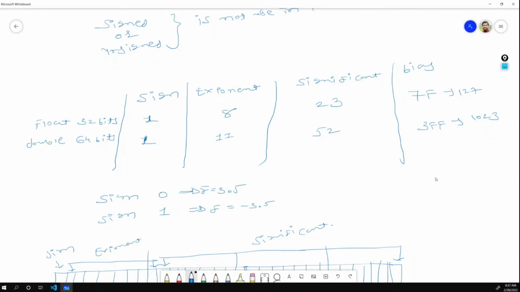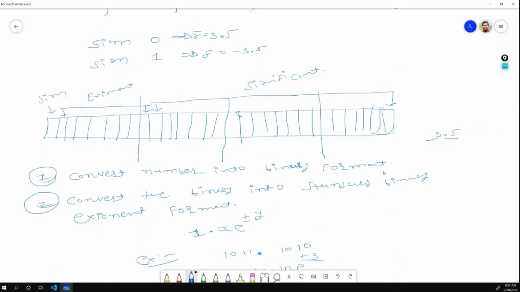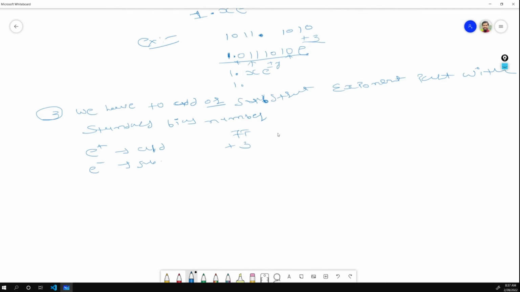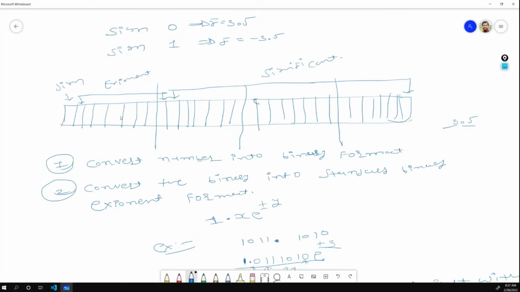So 7F in hexadecimal is 127 in decimal. So 127 plus 3, whatever the value, is 130. Whatever the binary of 130 is, I have to store into the exponent part. So 130's binary I have to store in the exponent part here.